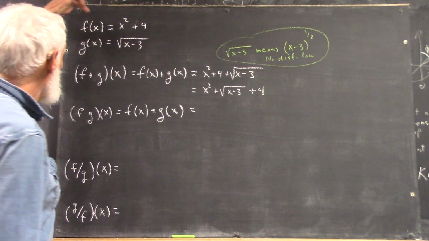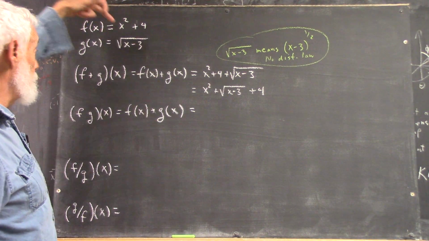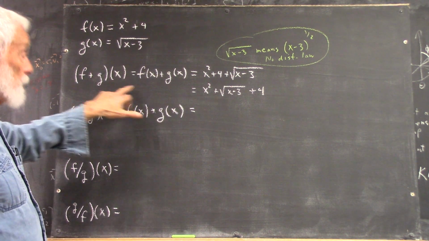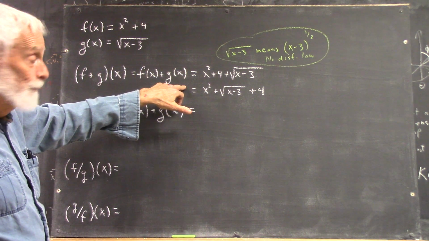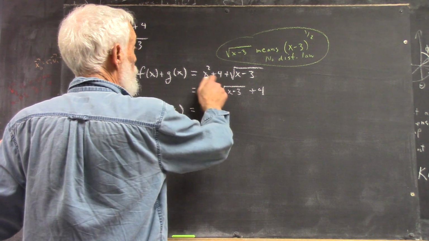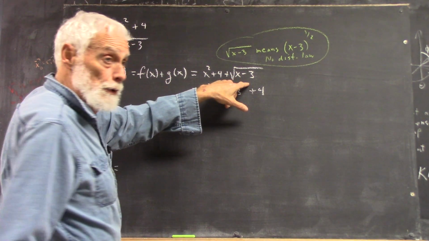Okay, so f of x is x squared plus 4, g of x is the square root of x minus 3. Then (f plus g) of x means what? It means f of x plus g of x. It means we add the f of x function, which is x squared plus 4, to the g of x function, which is the square root of x minus 3.